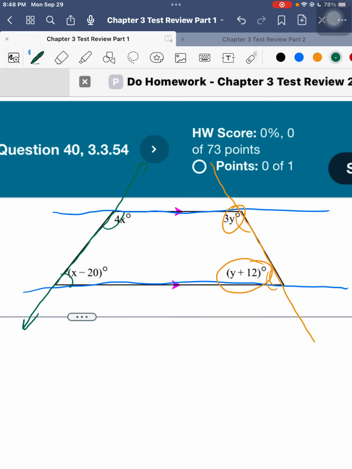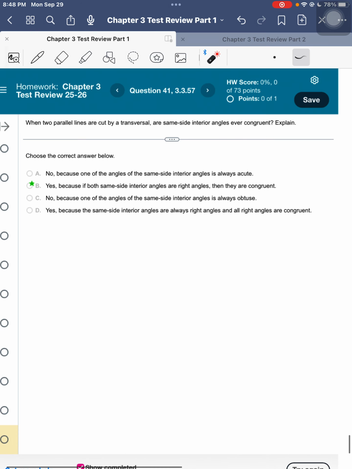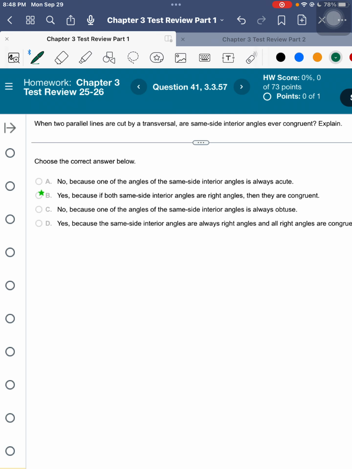Now let's look at this one. This one has a different transversal, right? Because now I want different angles. I care about the angles that have these x's on them. So what do I know about this angle and this angle? They're also same side interior angles that lie on parallel transverse lines. So these are supplementary. So I'm going to have to do 4x plus x minus 20 equals 180.